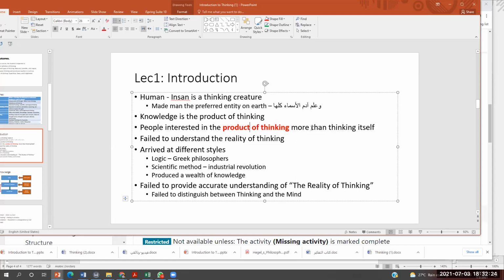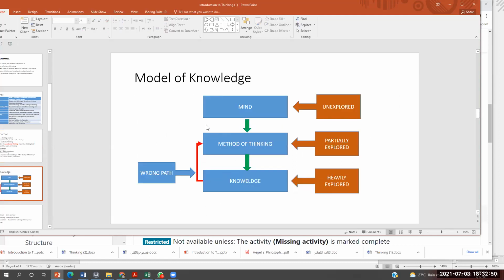So those are the terms. Now, thinking is a process. Pay attention to this. Thinking is a process. Mind is the engine that processes information to produce thought, and knowledge is the product of thinking. So that's the model which I will show in a second to explain this more clearly.